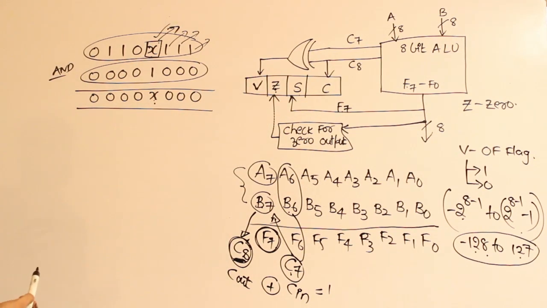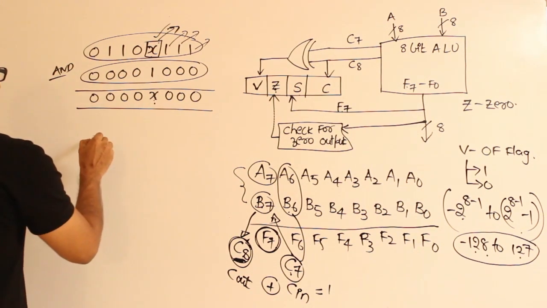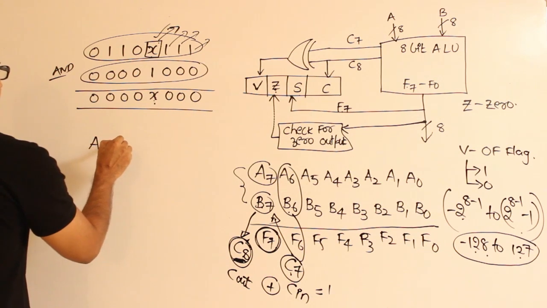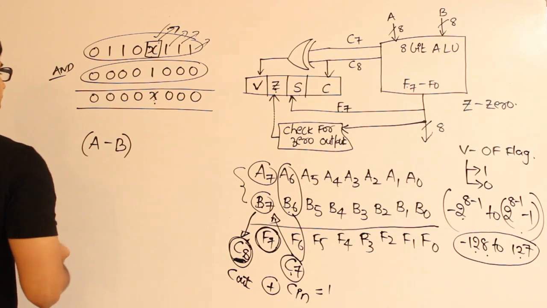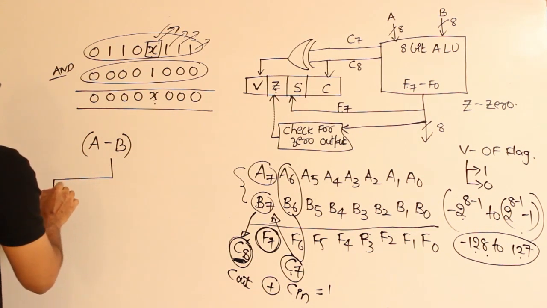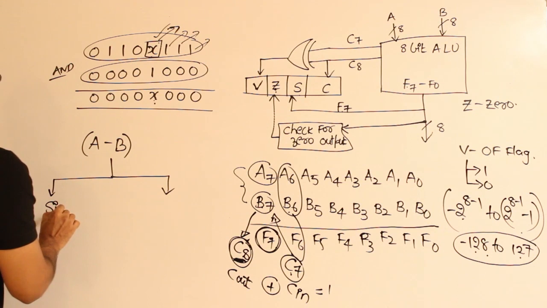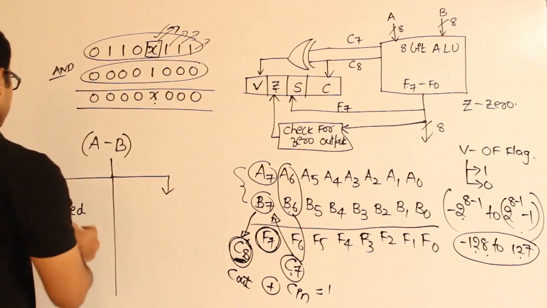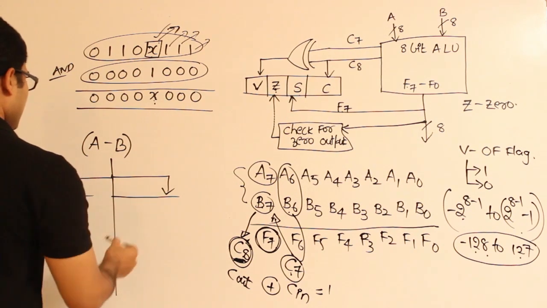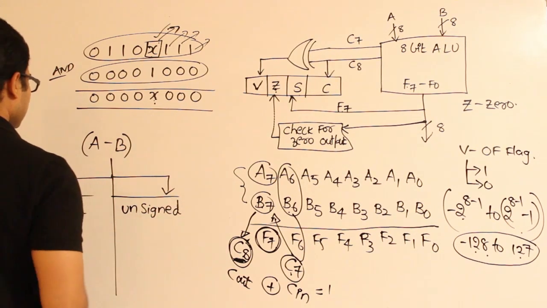And the other way where we can use it is whenever we are performing comparison. So how do you compare? If A and B are compared, then subtraction will be done. A minus B will be done, right? Now there are two cases. One case is when A and B are signed numbers, right? And the other case is when A and B are unsigned numbers, right?